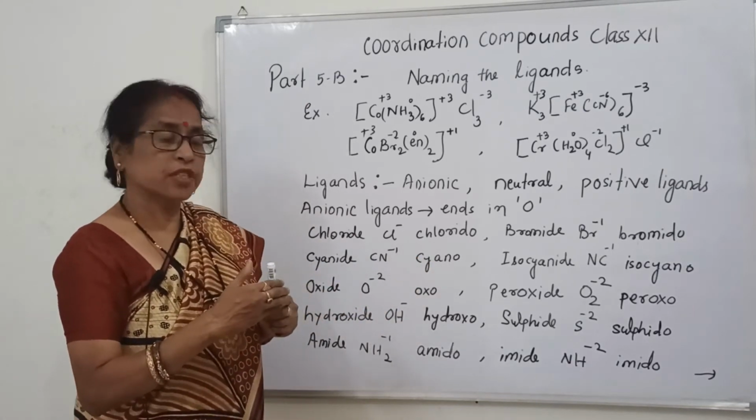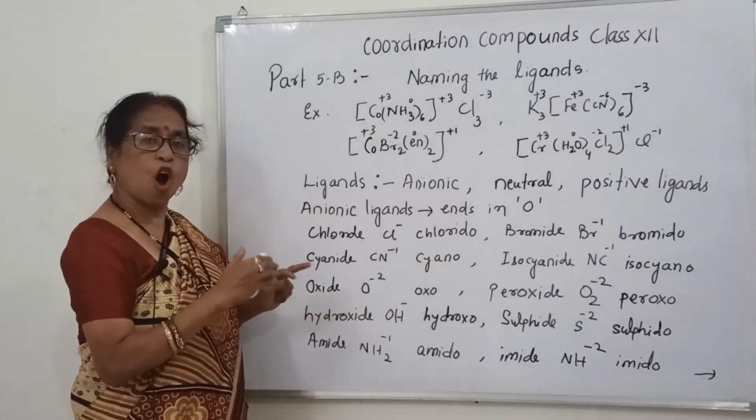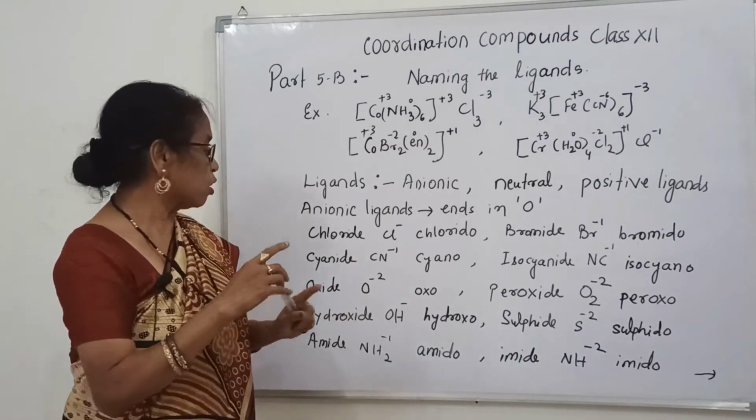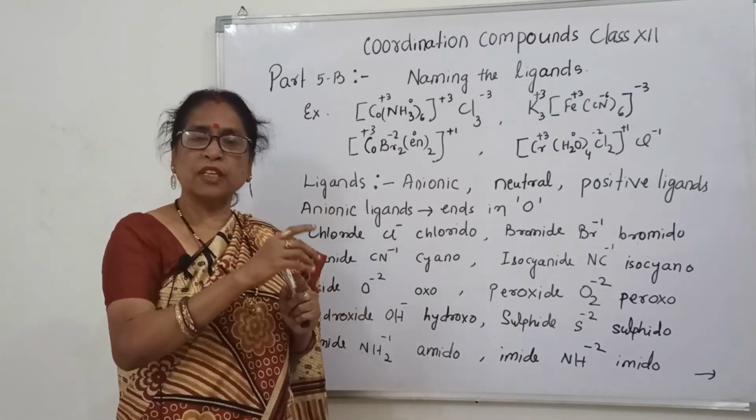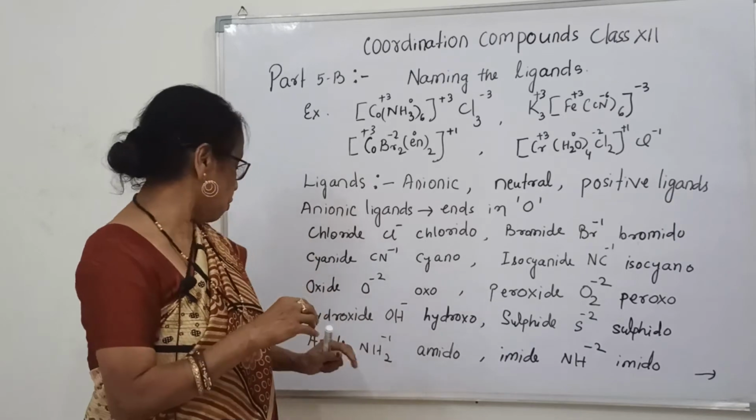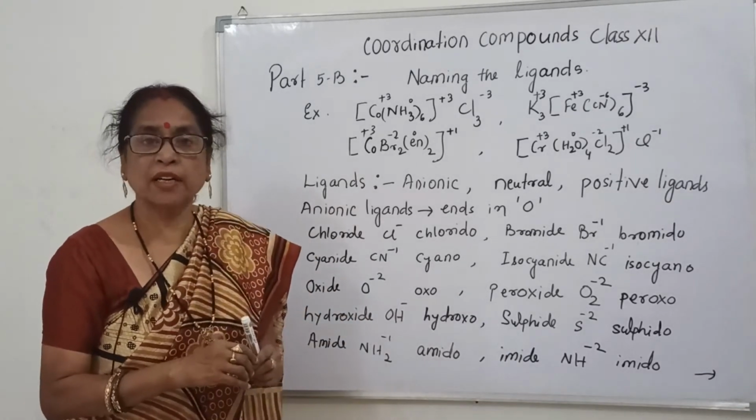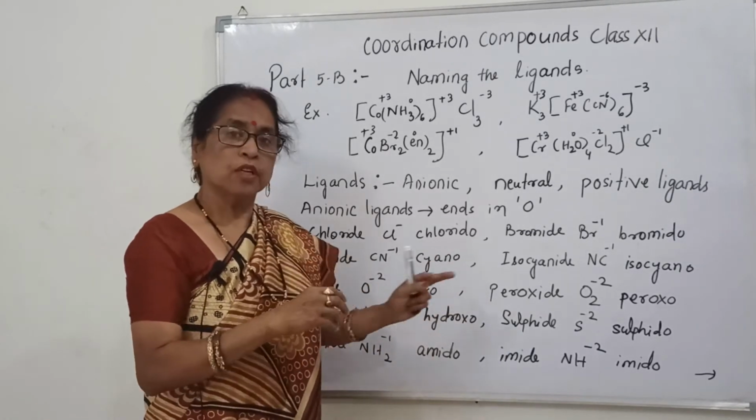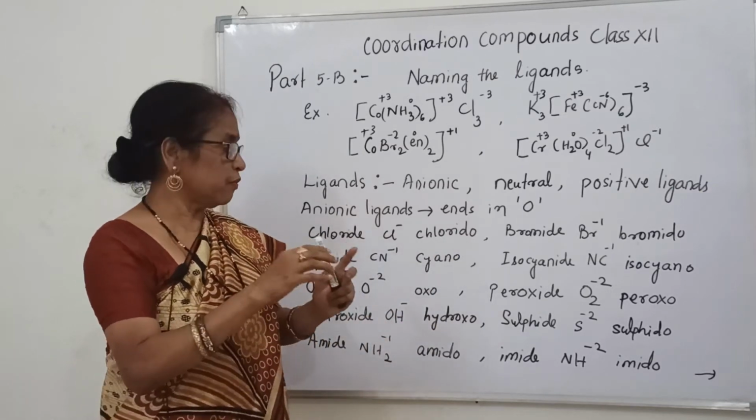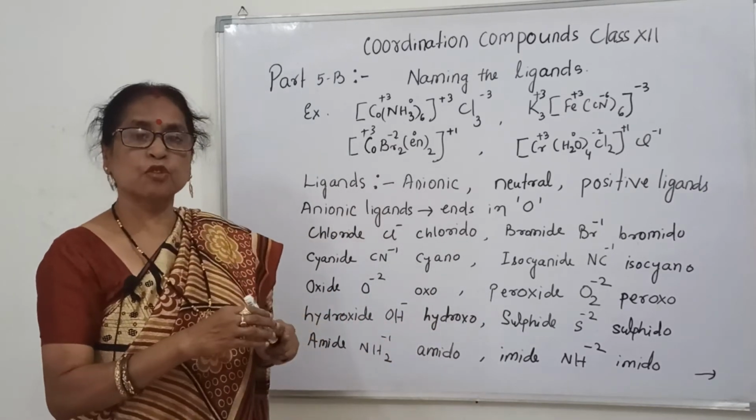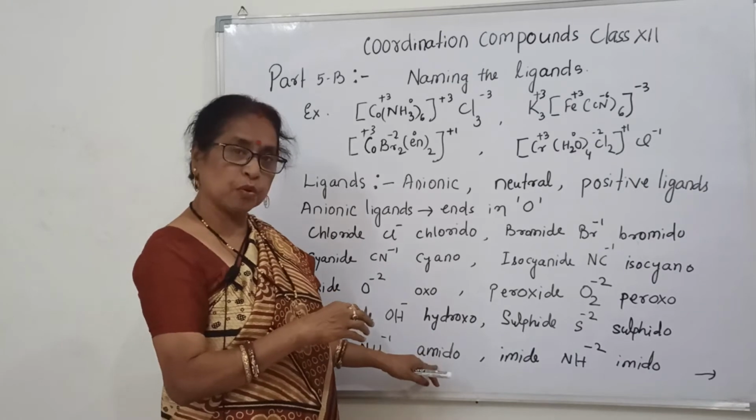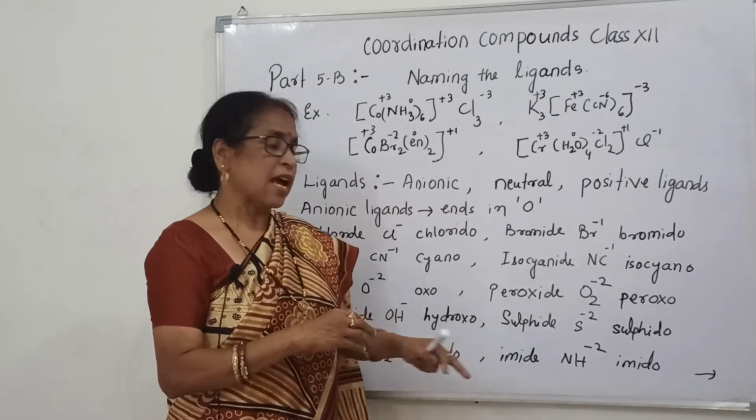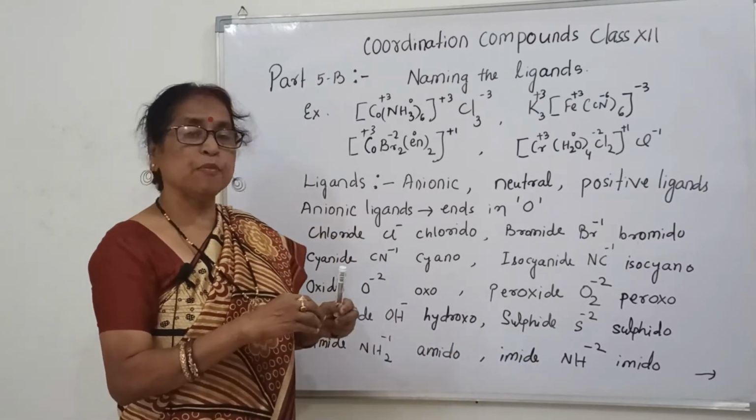Isocyanide, isocyano. Oxide, oxo. Peroxide, O2 minus 2, that is peroxo. Hydroxide, OH minus, hydroxo. Sulfide, S minus 2, sulfido. Amide, NH2 minus 1, that is amido. Imide, NH minus 2, that is imido.